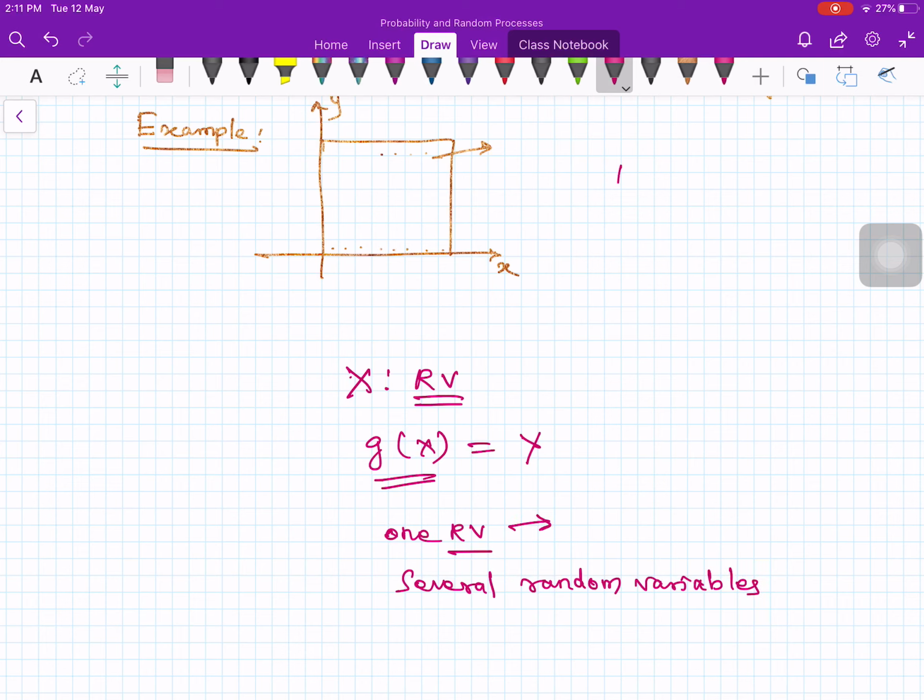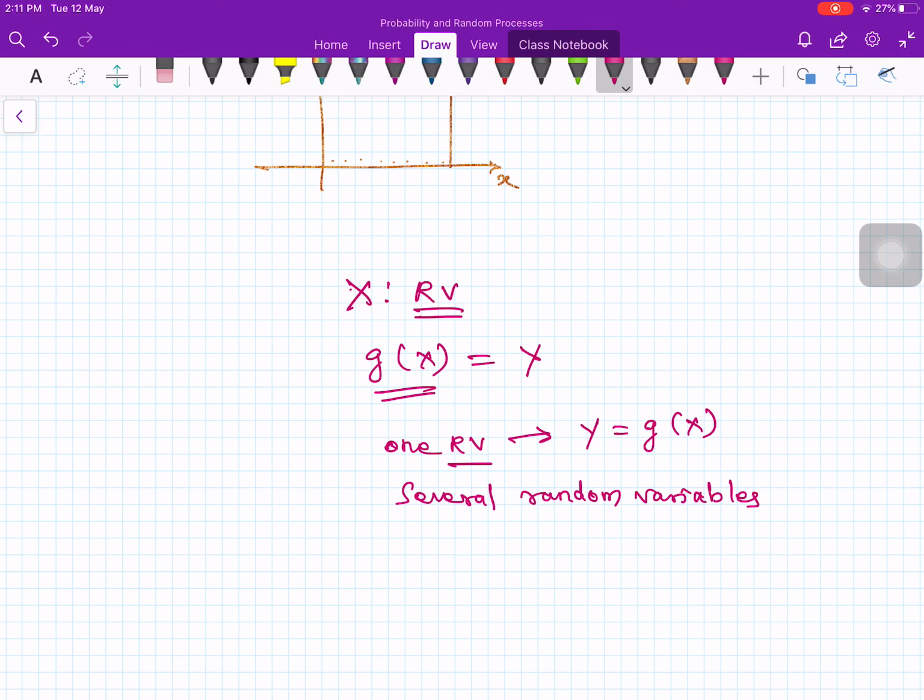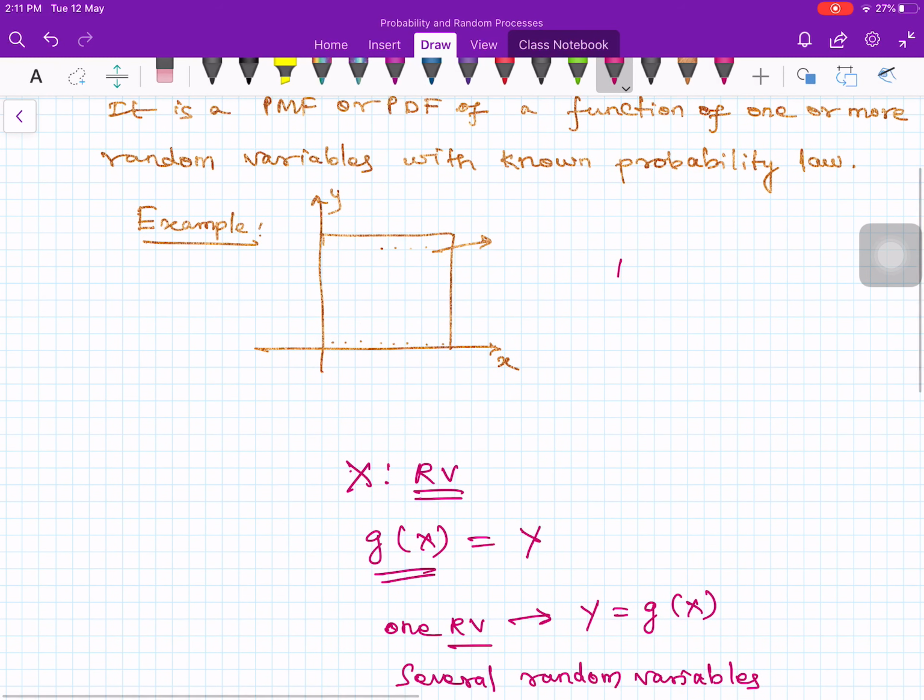One random variable means, let's say, Y is equal to g of X. When I say several random variables, let me write it like this: g of X and Y, or more than two. One example that we are going to solve is this one. You have two random variables, one is X and another one is Y, and somebody tells you their distribution. For example, let's say uniform in this square. For some reason you are interested in the ratio of these two random variables, X and Y.